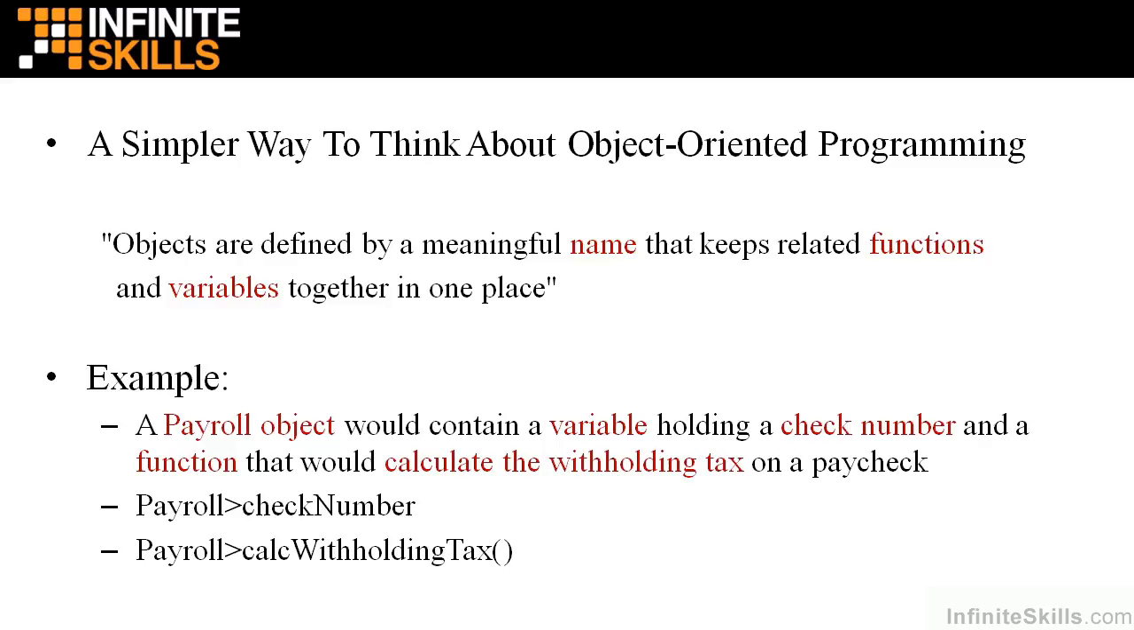Conceptually here, we wouldn't refer to check number as a variable all by itself. It would be payroll, and then an arrow here to say the check number that's on the payroll object. Or over here, the method or function, the calc withholding tax function, is on the payroll object. So we'll be doing a version of this when we code to say where the variable or the function lives. We won't just put these by themselves as we do in procedural PHP.